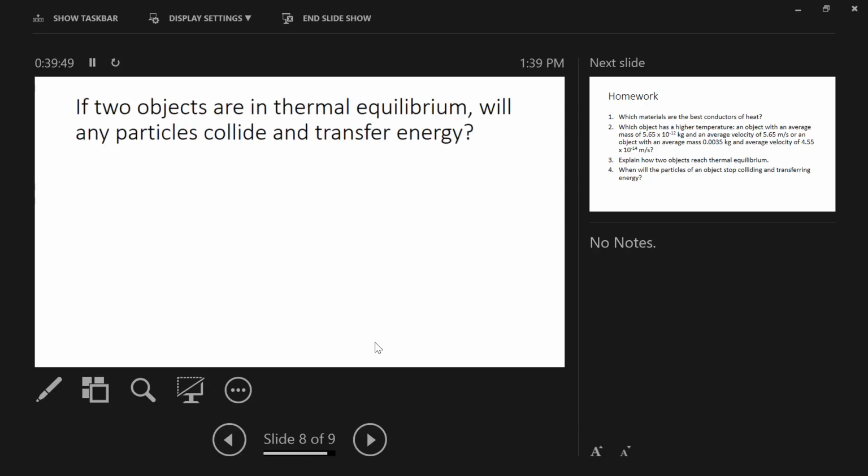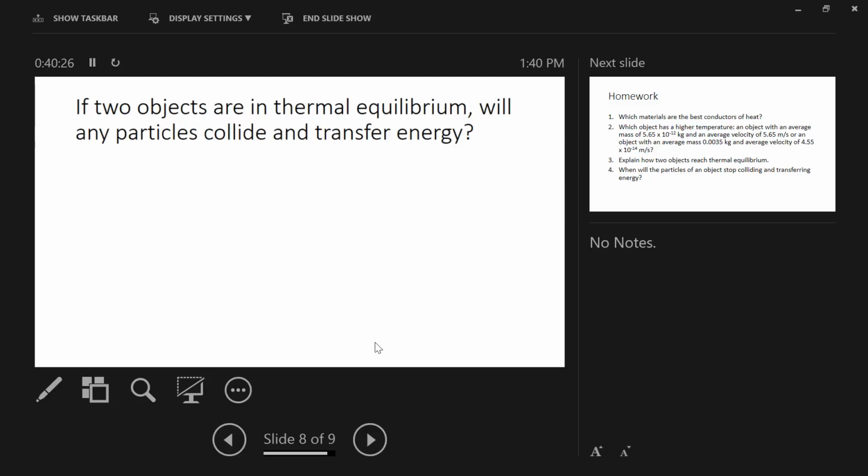All right. So our last question that we're going to deal with together. If two objects are in thermal equilibrium, will any particles collide and transfer energy? So if two objects are at thermal equilibrium, that is, the average kinetic energy of this pointer is equal to the average kinetic energy of this table, will any of the particles from this pointer still collide with particles of the table and transfer energy? What do we think?